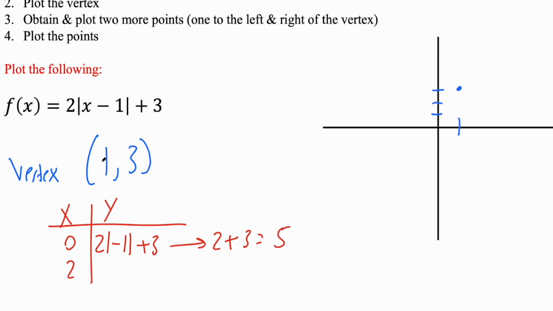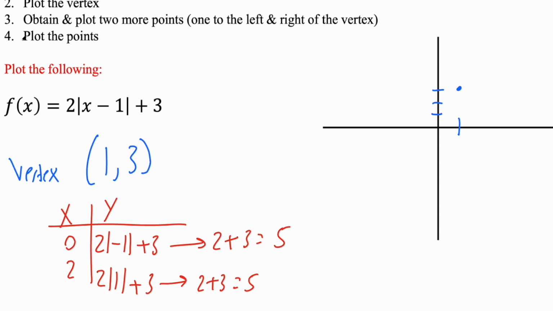Now again, if you always do 1 to the left, 1 to the right, like minus 1 plus 1, this automatically will also be 5 because of symmetry, but you could always check by plugging in. So if I do 2 absolute value, 2 minus 1, I get positive 1. Close the absolute value, plus 3. Again, 2 times 1 is 2, and 2 plus 3 is equal to 5.